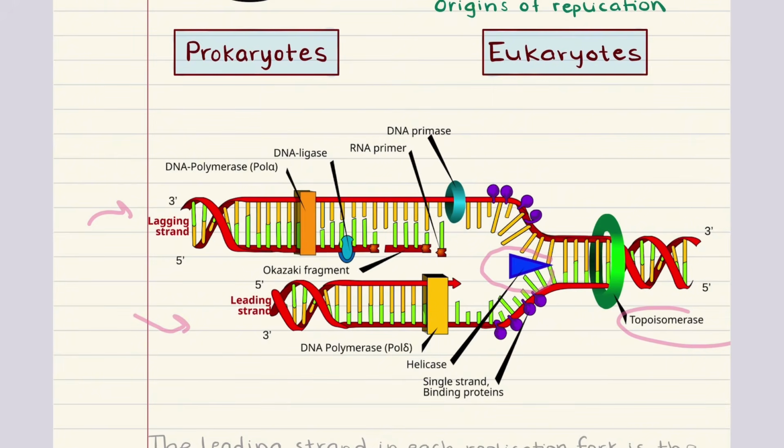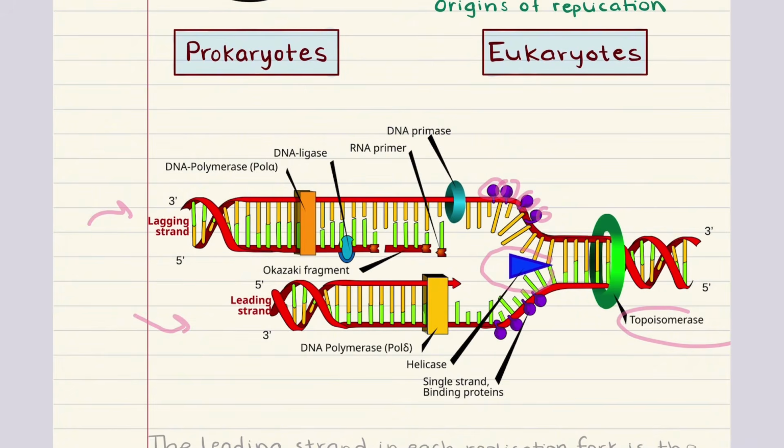Topoisomerase makes temporary cuts in the DNA to allow it to relax and to prevent supercoiling before resealing it. As the DNA is being unwound, single-stranded DNA binding proteins, these are the small purple balls in the image, quickly coat each strand. These proteins keep the strands from rejoining, from reannealing, and protect them from degradation. Now that the DNA is open, replication can begin.